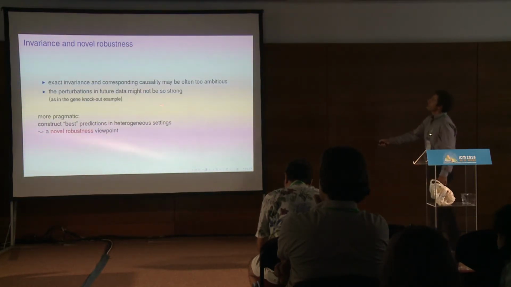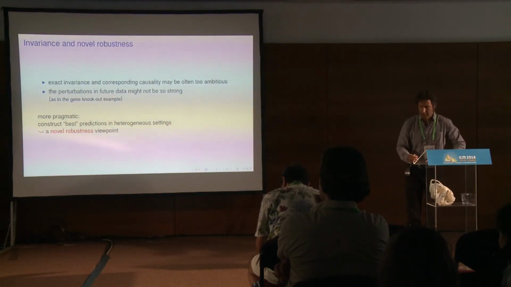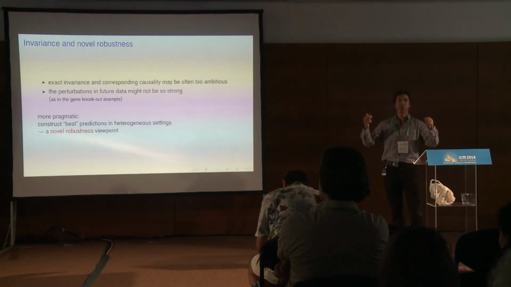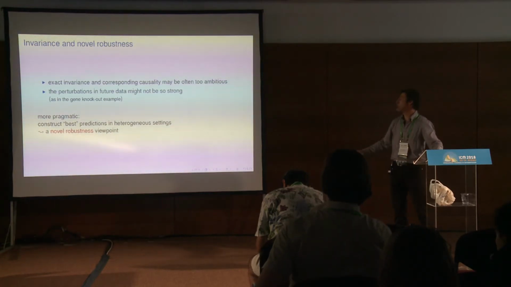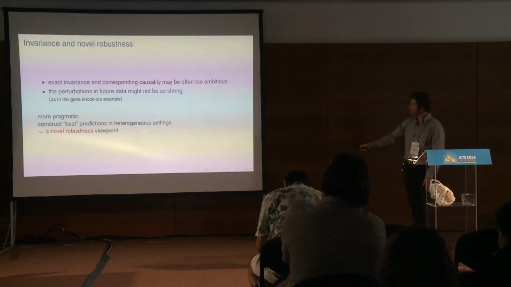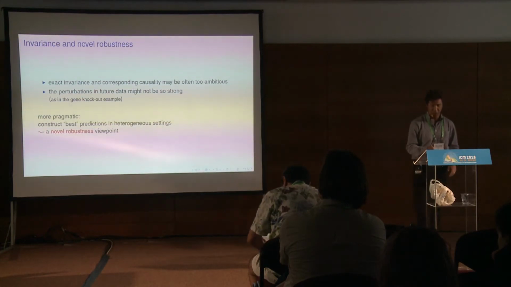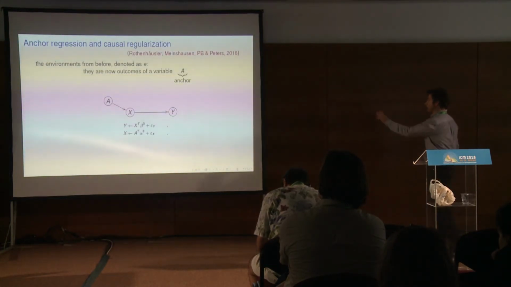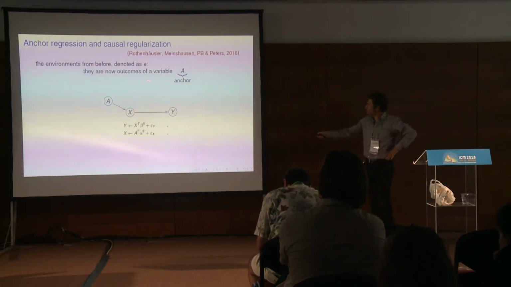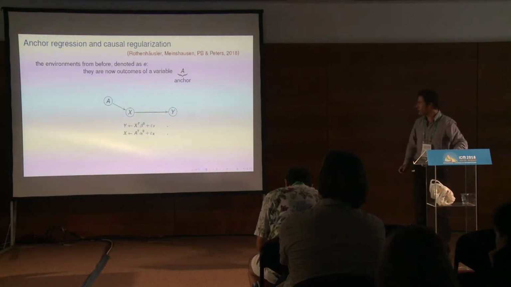And the other thing, which is slightly more mathematical: if you think in terms of perturbation strength, this causal solution is if you perturb arbitrarily strongly, but that might not be the case. So more pragmatically, we just want to construct a best prediction in a heterogeneous setting, and that leads to a novel robustness viewpoint. Okay, so we address this problem with what we call anchor regression and a regularization technique.